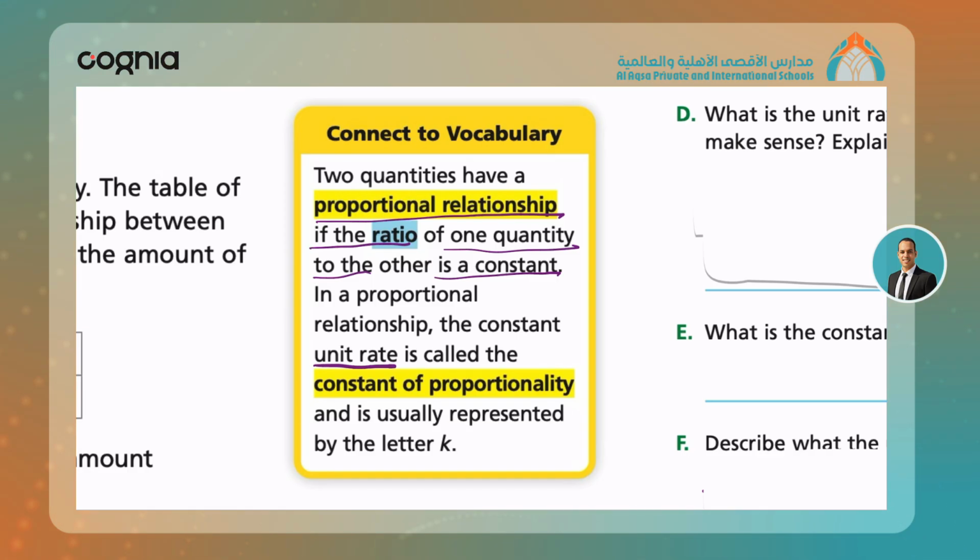So the unit rate that we get, we call it the constant of proportionality. So what is the constant of proportionality? It's always you divide the y by the x. So when you divide the two quantities and the answer is always the same, or the ratios are all the same, they equal something, that thing we call the constant of proportionality. And we usually represent it by the letter K.